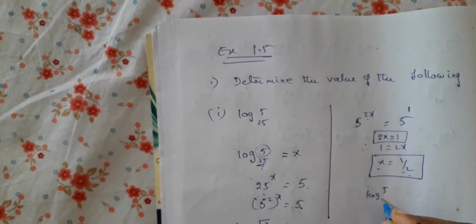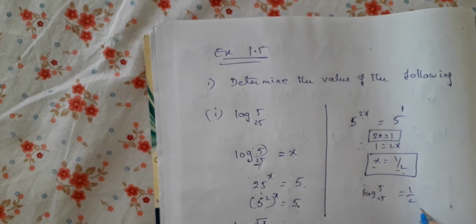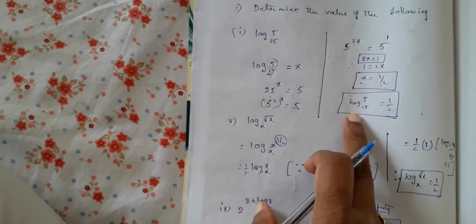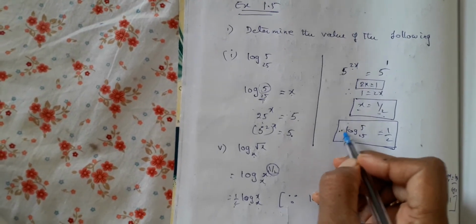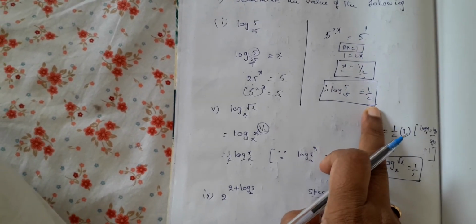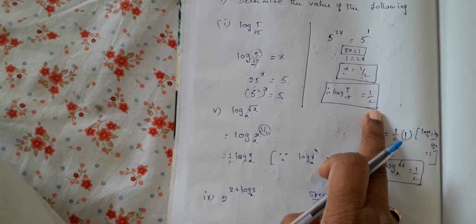Here what is the conclusion that you can write? Log 5 base 25 is equal to 1 by 2. We took x as log 5 base 25, is it not? So conclusion, without writing the conclusion, please don't leave it here. Okay. So log 5 base 25 is equal to 1 by 2.